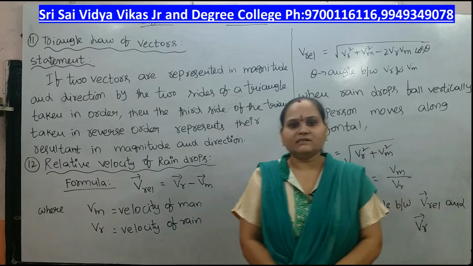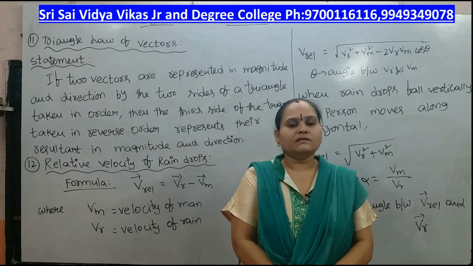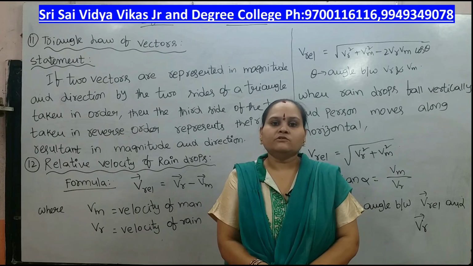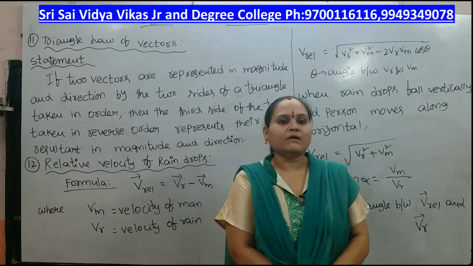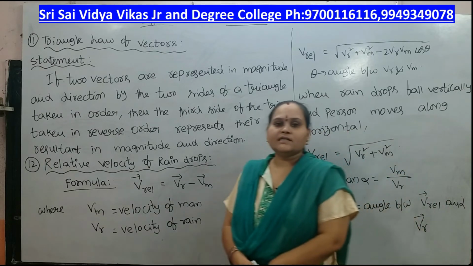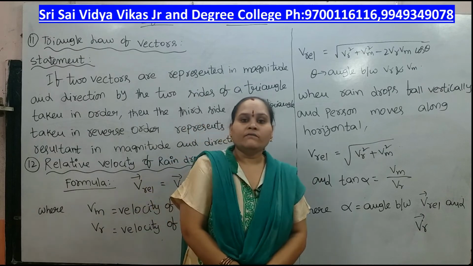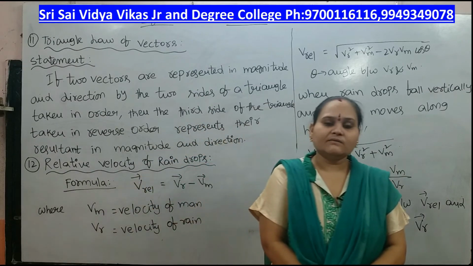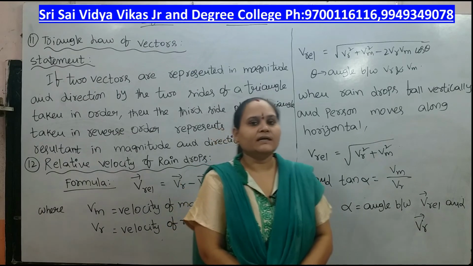Parallelogram law states that if two vectors A and B are the adjacent sides of a parallelogram, their resultant is R. The magnitude and direction of the resultant can be calculated using the formula R equal to square root of A square plus B square plus 2AB cos theta. Here A is the magnitude of vector A, B is the magnitude of vector B, and theta is the angle between the two vectors A and B.